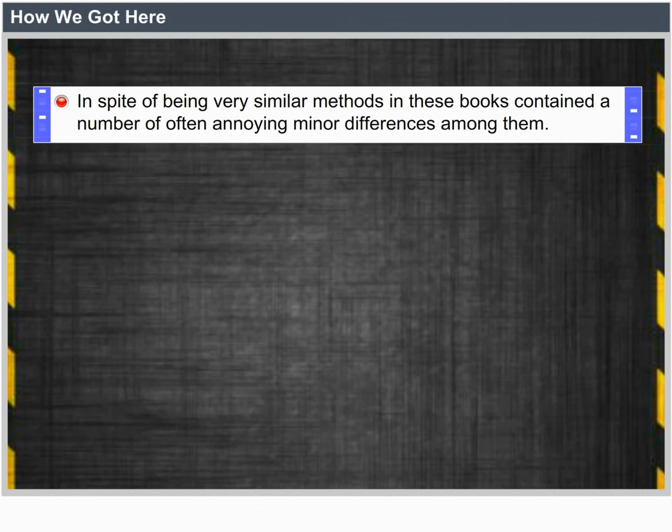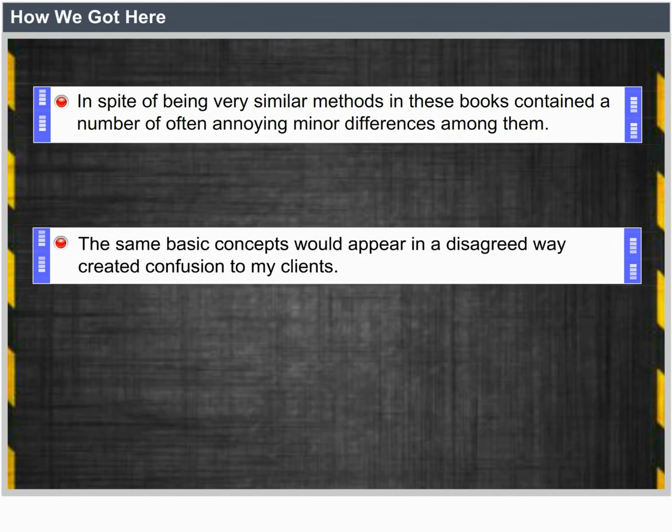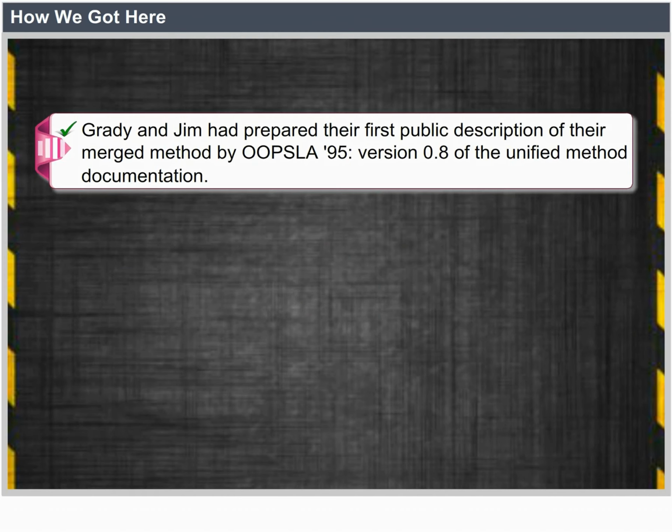In spite of being very similar, the methods in these books contain a number of often annoying minor differences among them. The same basic concept would appear in a different way, which created confusion for my clients. Grady and Jim had prepared their first public description of their merged method by OOPSLA 95, version 0.8 of the Unified Method documentation.